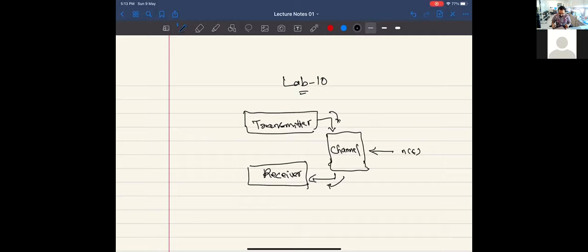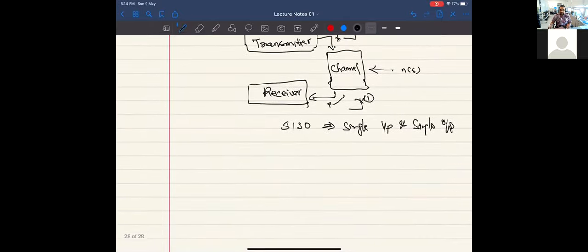Now, what is happening here? Actually, so far we are only considering one antenna at the transmitter side and one antenna at the receiver side, which means that this is a SISO system, which is single input and single output. However, in LTE and many other OFDM systems, this is not the case. There are multiple antennas at the transmitter and multiple antennas at the receiver. So for the sake of simplicity, I'm using a SISO system, single input, single output. But generally, it's different. There are multiple antennas at the transmitter and multiple antennas at the receiver.